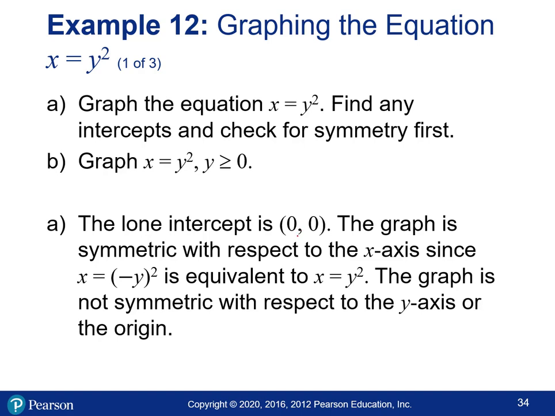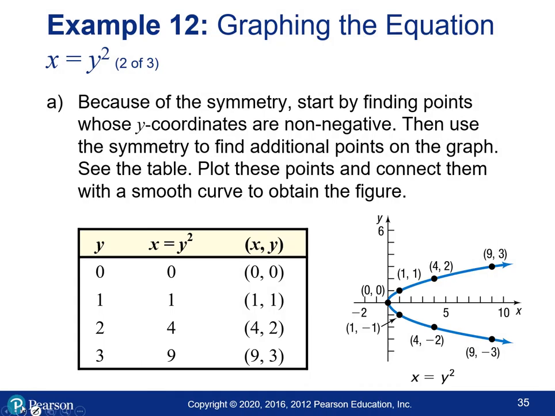We won't go through all the testing because we've been doing it for a few examples, but if you end up testing for symmetry, you'll find that there is x-axis symmetry, and then you'll find that there's no y-axis symmetry or origin symmetry. And so because of the symmetry, we only really have to find, again, like half of the points. This time we can choose y values, and if we only choose positive y values, that's okay, because we're going to use the symmetry to find the remaining points on the graph.